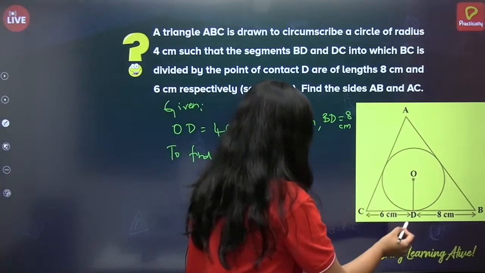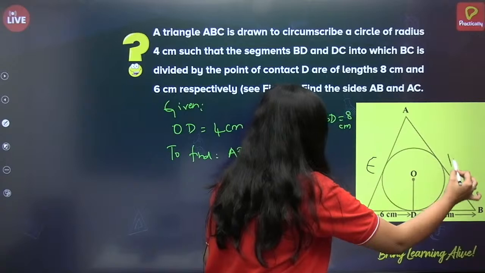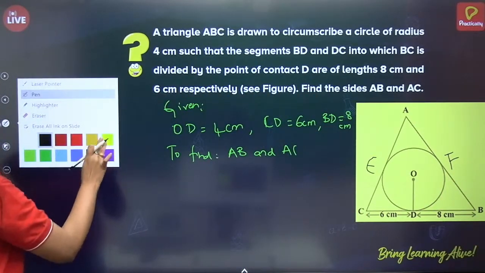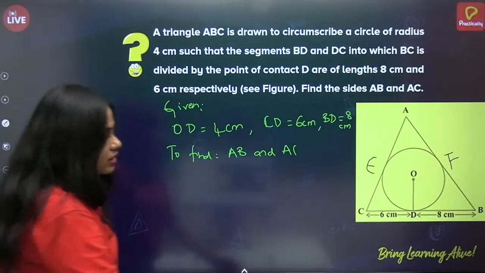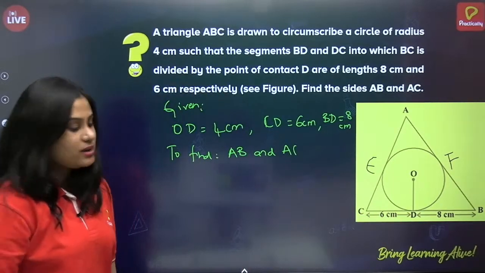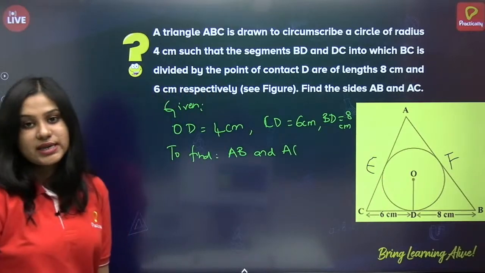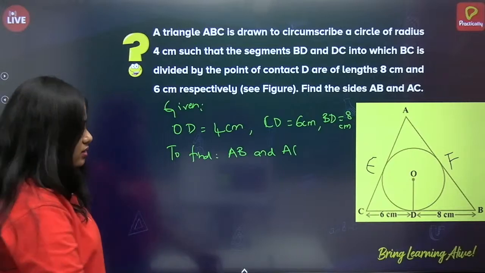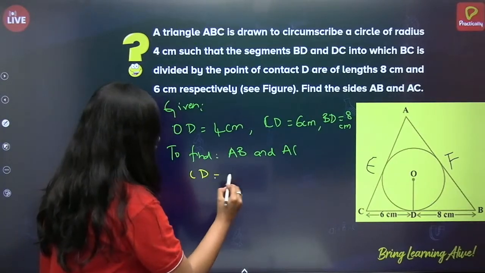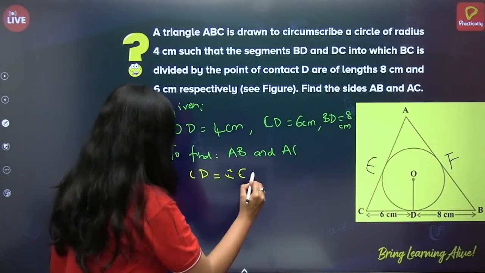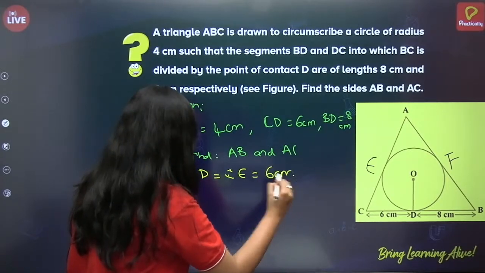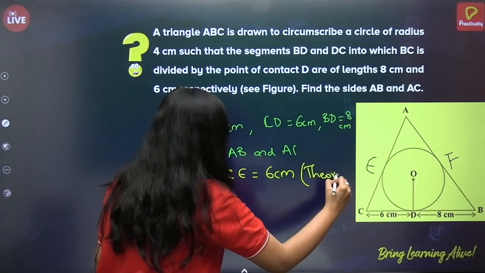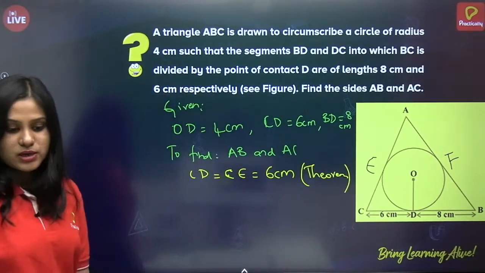Okay. Now let me, for my convenience, name these points. Let me take this as E, this as F. Now I know that if CD is equal to 6 centimeters, CE is also 6 centimeters. Why? Equal tangents from the exterior point to the circle, correct? So CD is equal to CE is equal to 6 centimeters. I'm just writing the theorem here, but when you write, you just write the statement, okay?